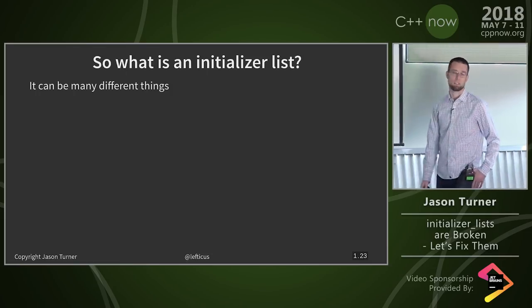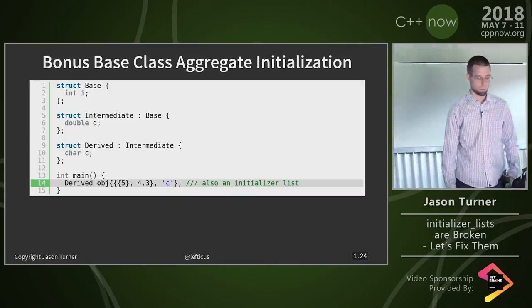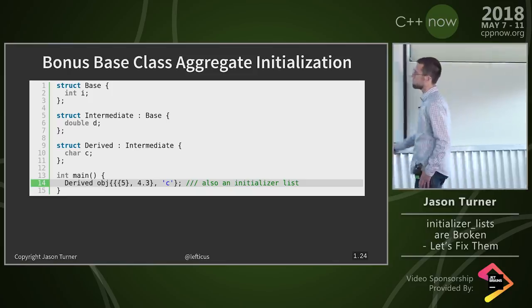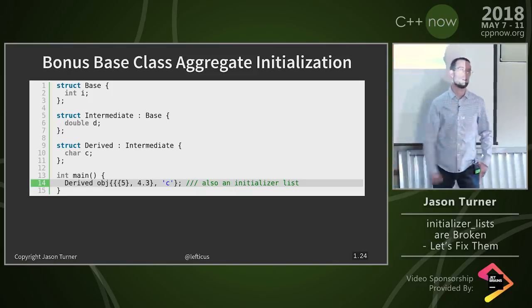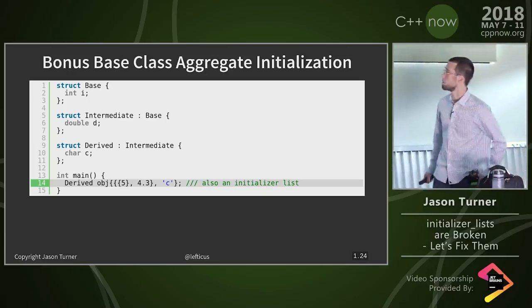So what is an initializer list? Many different things. This is my bonus example. This is an initializer list, effectively, because these things are in braces. And this is base class aggregate initialization.